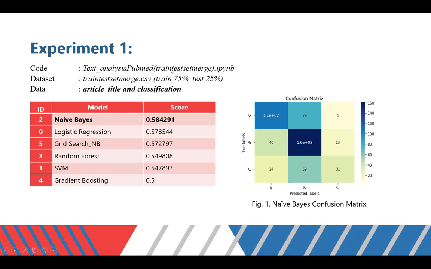In this code, I merge the train and test sets into one CSV file, and then I divide it into training 75% and testing 25%. But here, I just experiment with article title and classification. I'm trying some models like naive Bayes, logistic regression, grid search, and then random forest, SVM, gradient boosting. The highest score is 58%. This one is naive Bayes, if we collect just article title and classification.